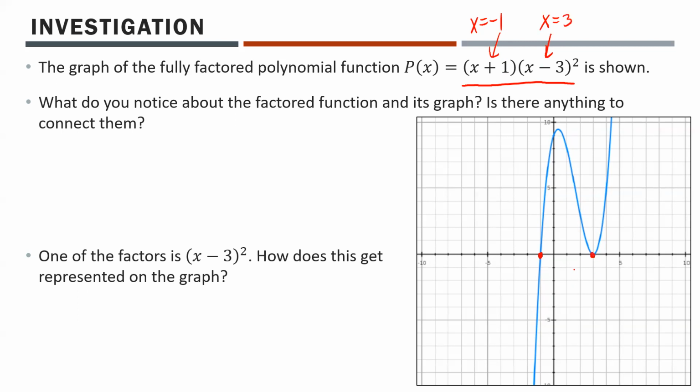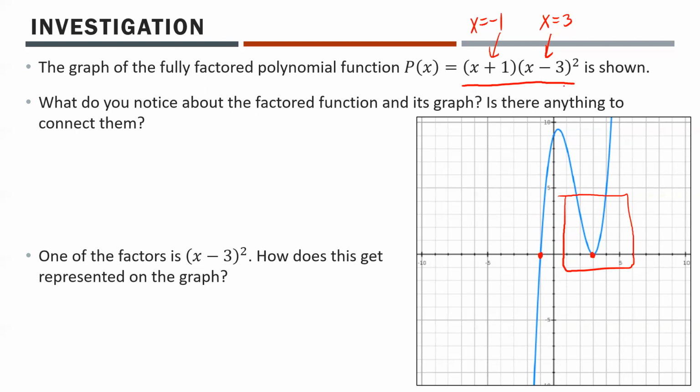But what I want you to notice is one of these factors being (x - 3)². How does this get represented on the graph? Think about what that x-intercept really looks like at x is equal to 3. You might notice that just around x is equal to 3, just locally here, it almost looks like a mini quadratic, just within that one little region. That's actually not a coincidence.